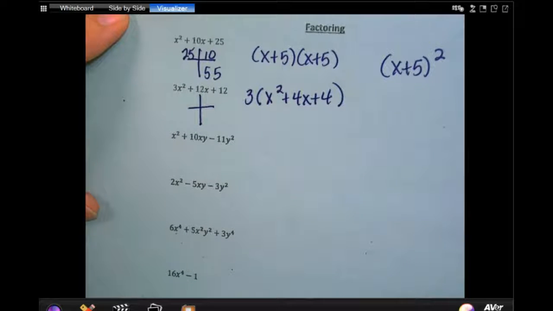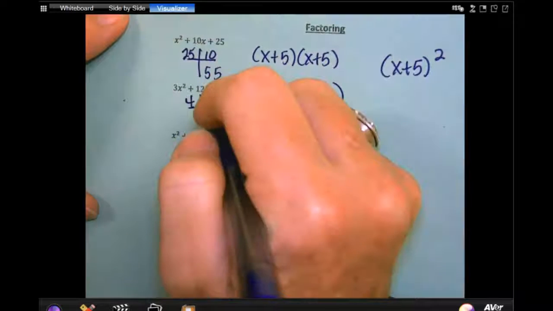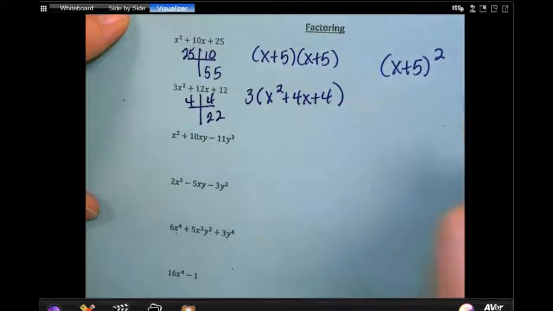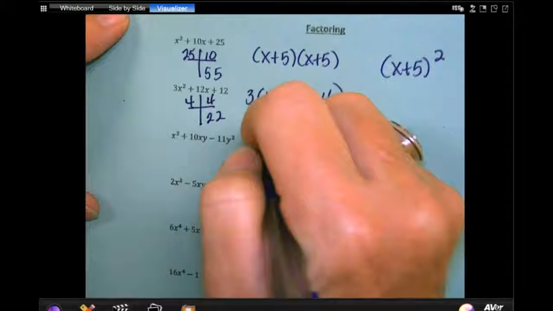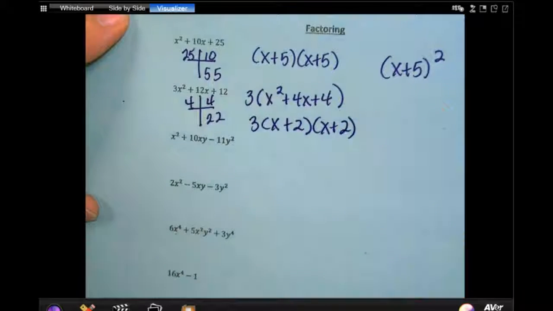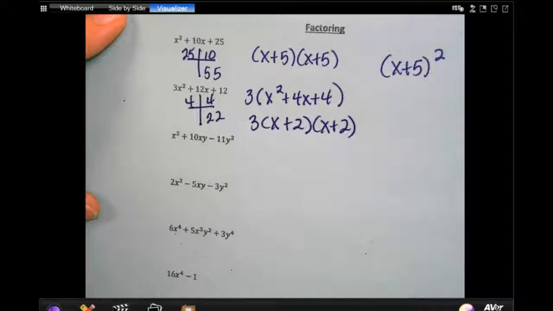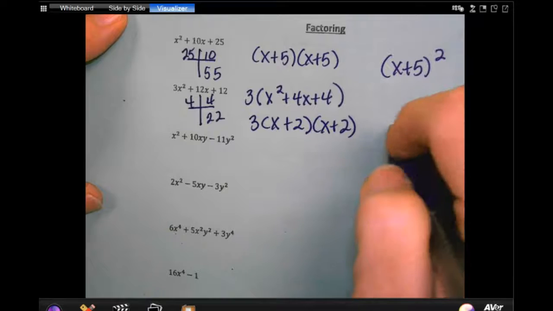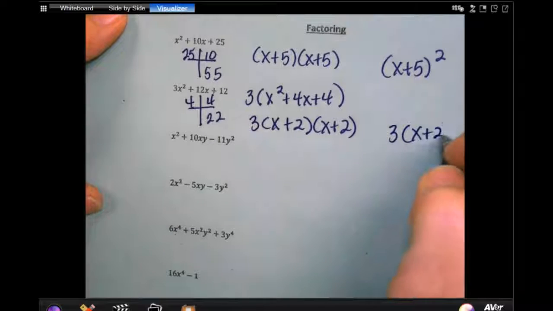So my a times c now is only inside the parentheses, so that's 4 and 4, so that's 2 and 2. So I end up with 3 times x plus 2, x plus 2. And again, that was a perfect square, and we could write that as 3 times x plus 2 squared.